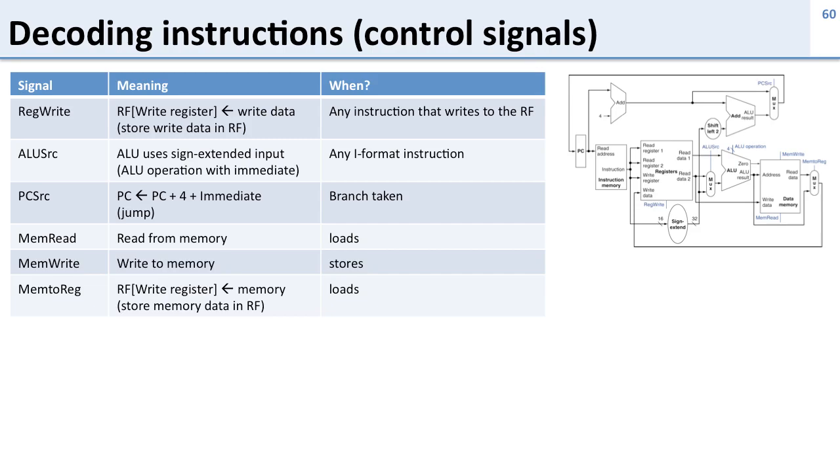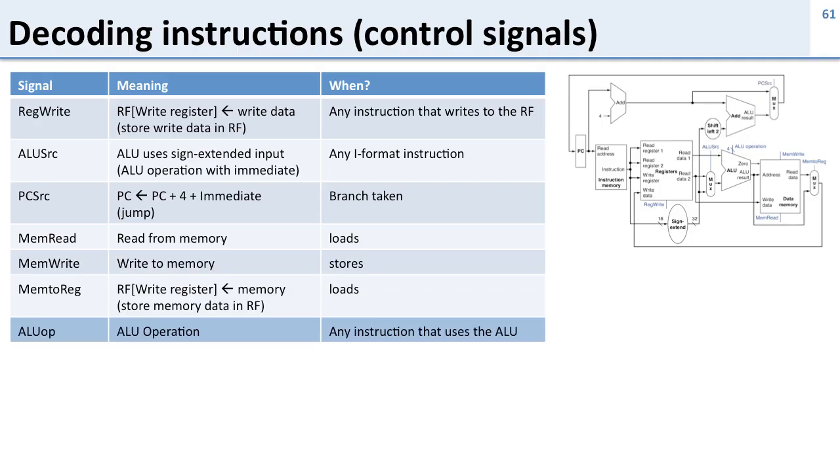And the only time we're going to take the memory data to write into the register file is if we're doing a load. So this will only be true for loads. And then our last field is the ALU operation. Well, the ALU operation is determined by which instruction we're doing.